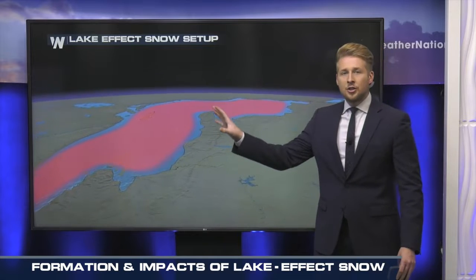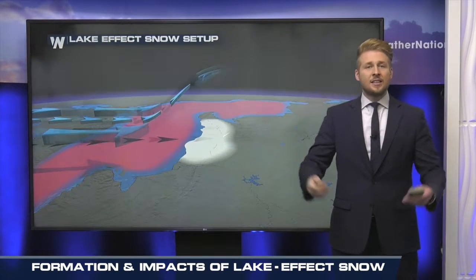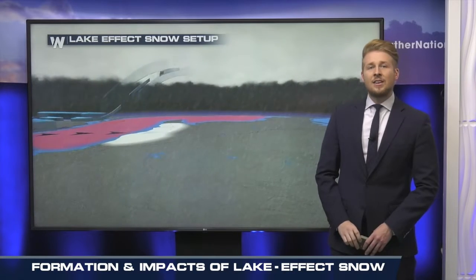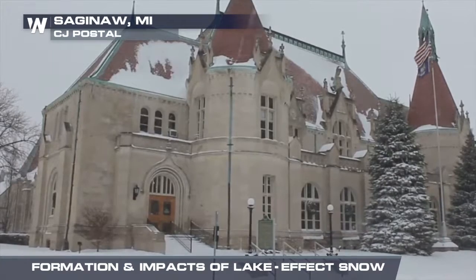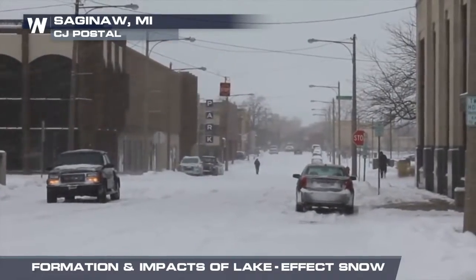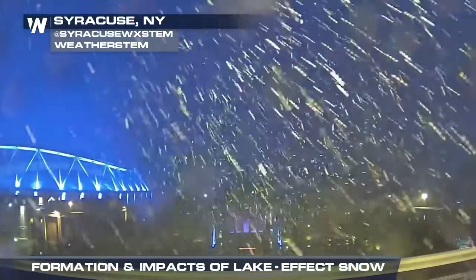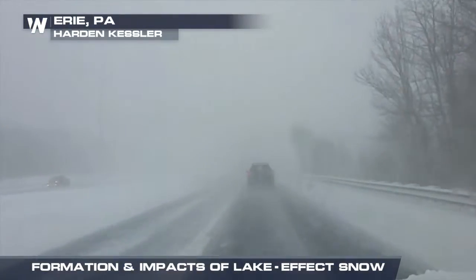Now, as that moisture approaches the coastline, it's allowed to rise, eventually condensing, forming clouds and heavy bands of snow. Locations that are likely to see the greatest impacts from lake effect snow will be placed under a winter storm warning or a lake effect snow warning, indicating the likelihood for whiteout conditions and near impossible travel.